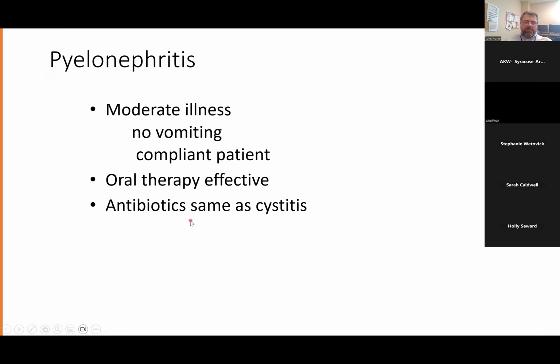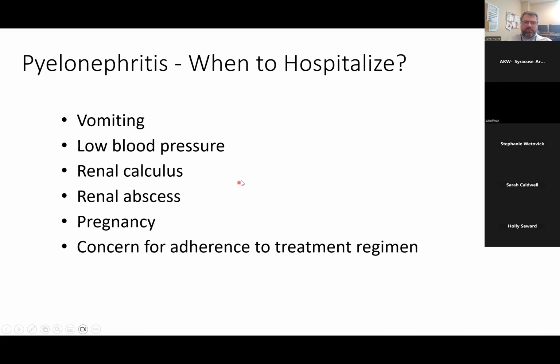Pyelonephritis. So if there's moderate illness, there's no vomiting, compliant patient, oral therapy is effective, and you would just give the same antibiotics as cystitis because you're treating the same organisms. You're thinking about what is the bacteria that's there, and that's what I want to target.